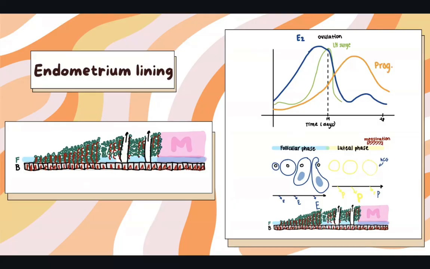Breaking down these 3 steps a little bit further, in the proliferative phase, FSH stimulates follicle growth, leading to estrogen secretion by granulosa cells, which drives the endometrium proliferation. Estrogen promotes angiogenesis, increasing blood vessel growth, particularly spiral arteries.